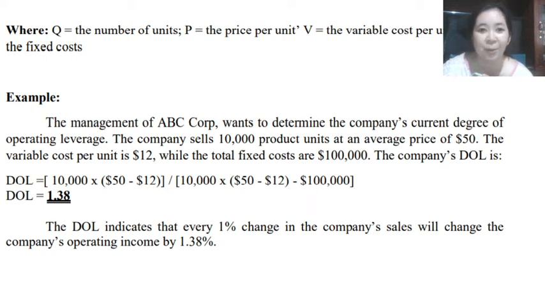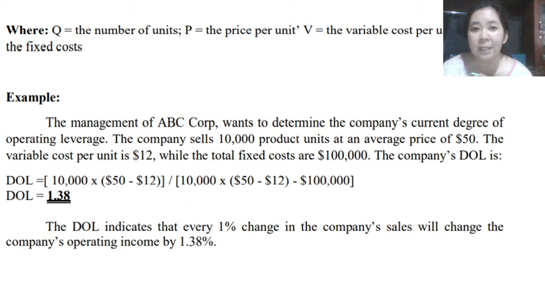So using the formula, the contribution margin is the difference between the selling price of 50 and the variable cost per unit of 12. This is multiplied by the number of units of 10,000, divided by the same amount, and then we will deduct the 100,000, which is the fixed cost. So the resulting degree of operating leverage is 1.38. So what does this mean? How do we interpret this result?